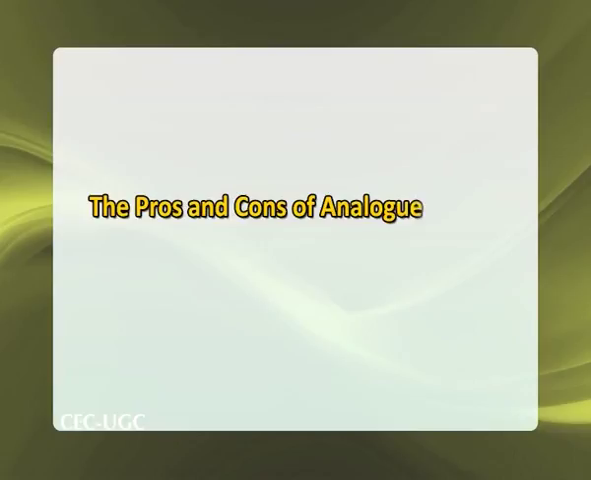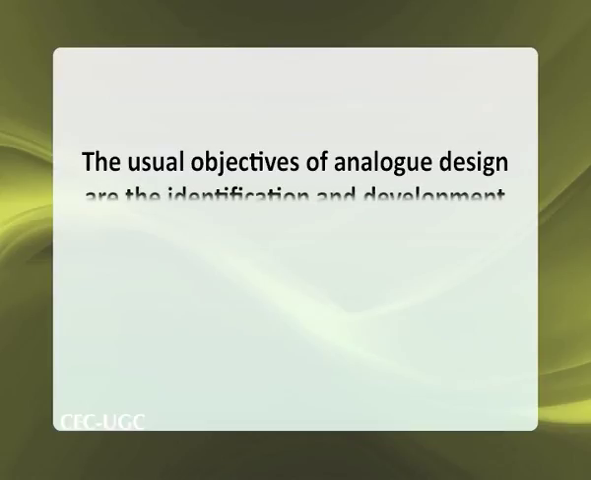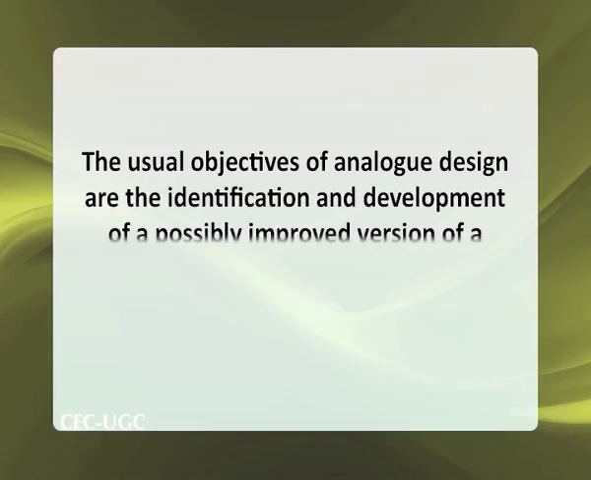Now, the pros and cons of analog design. The usual objectives of analog design are the identification and development of a possibly improved version of a prototype drug. Such compounds are often direct analogues and therefore are chemically and pharmacologically similar to the prototype drug. It should also present some advantage over the prototype. However, to achieve these goals is not always an easy task.